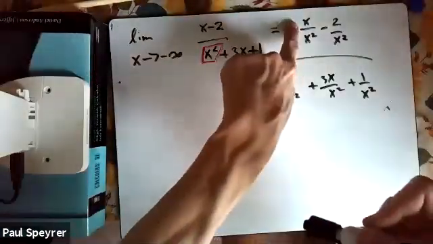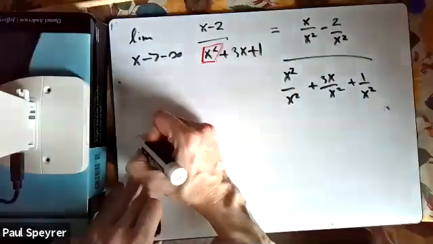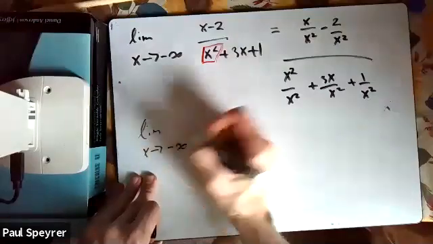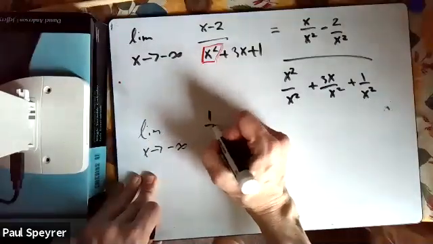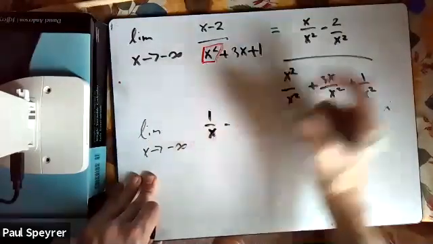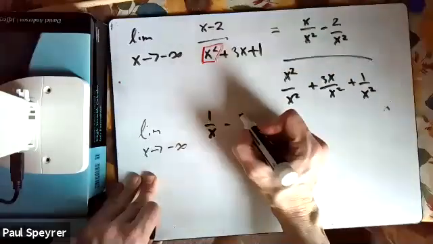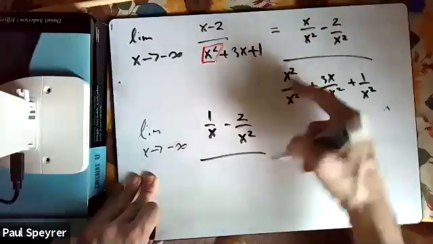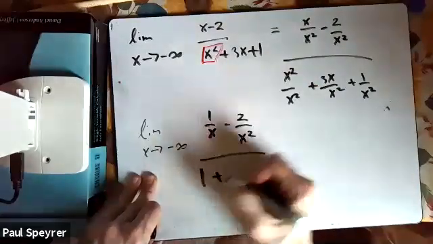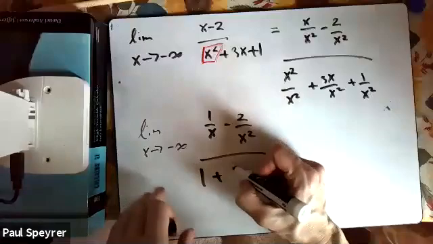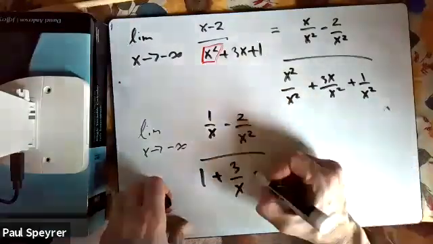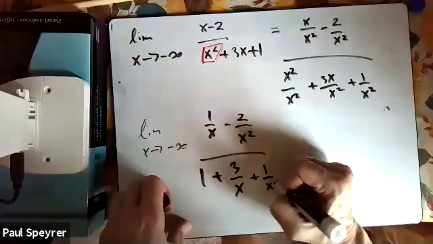So x over x squared just becomes 1 over x, right? So we have 1 over x minus 2 over x squared. Can't do anything with that in terms of simplifying, so it's just that. X squared over x squared is 1. 3x over x squared becomes 3 over x. And then 1 over x squared is just 1 over x squared.